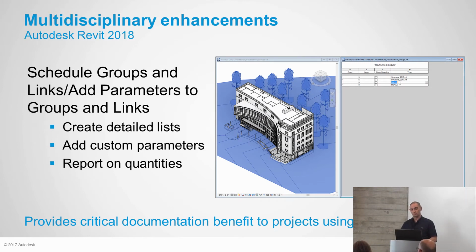The other one, which I think is great: now you can schedule groups and links and add parameters to groups and links. For instance, if you're working in a residential scheme, creating groups, one group for each apartment type, now you can just create a schedule with them. Or if you're using the links approach, in some MRUG sessions ago there was a presentation on how you could use groups and links to manage large-scale models. So I'd say for people doing that, this would be a very good feature.